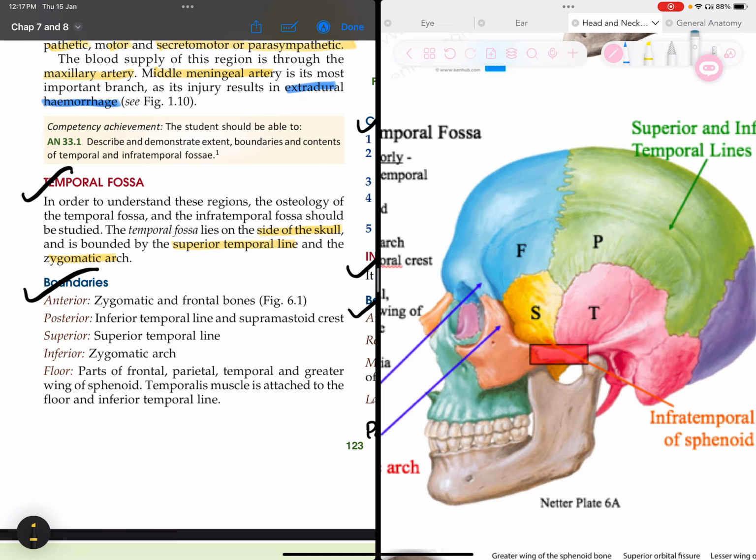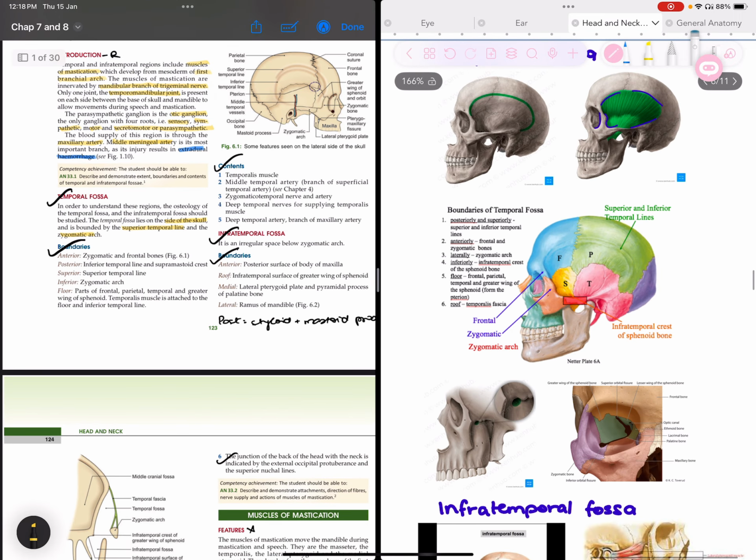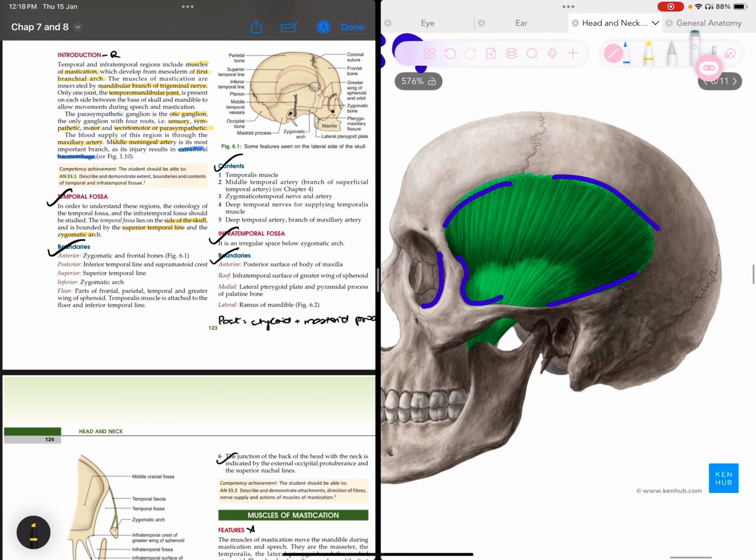Temporalis muscle is attached to the floor and inferior temporal line. So very important muscle here, entire region, is temporalis muscle. It's a fan-shaped muscle, this one right here. This is temporalis muscle, and if you open the table from Snell's, which has the muscles of mastication, can you recall? You have medial pterygoid, lateral pterygoid, temporalis, and masseter. So this is temporalis. It's a fan-shaped muscle.